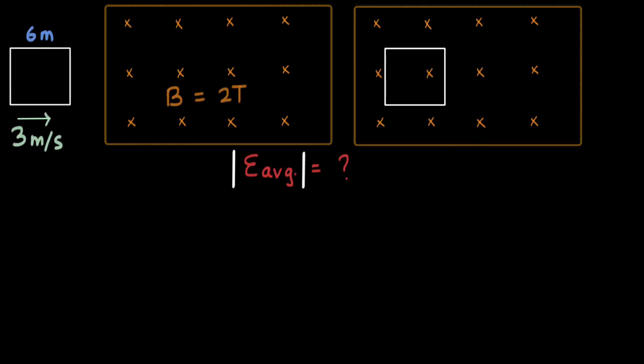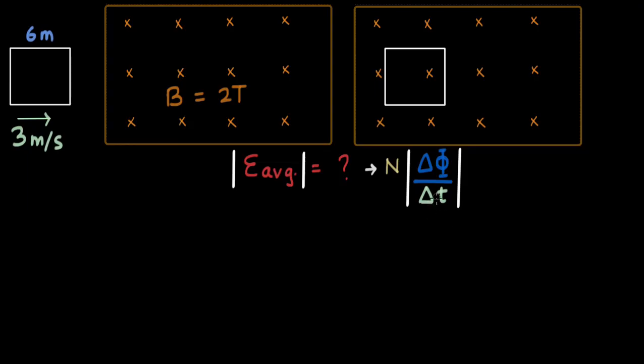Alright, so we know that the magnitude of average EMF induced is given by this relation right here. It is equal to N times the rate of change of magnetic flux. Now over here, N is just 1 because this is just one square wire. There is no coil over here. So N is just 1. We need to think about the change in magnetic flux and also the time duration for which the magnetic flux is changing. So let's begin by thinking about delta T first.